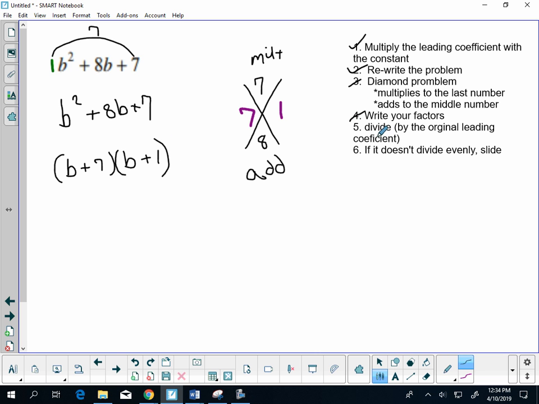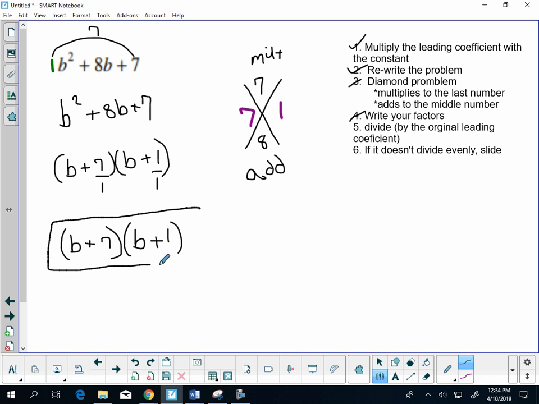I'm going to go ahead and work through these last two steps, even though it doesn't really matter because my coefficient is 1. We want to divide by the original leading coefficient. Well, that was 1. And as you can tell, it doesn't change its value at all. So 7 divided by 1 is just 7. So b plus 7. And that simplifies down to 1 as well, 1 over 1. So b plus 1. And we just broke it down to its factors.